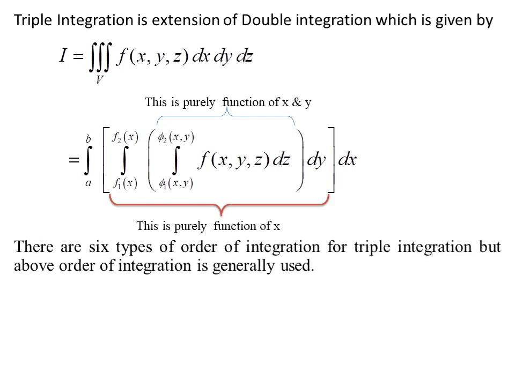Likewise, there are 6 types of order of integration for triple integration, but the above order of integration is generally used. Now in the above integration, we have considered the inner integration first with respect to z, then with respect to y, and later on with respect to x. So z, y and x, this is our order of integration in the above example.